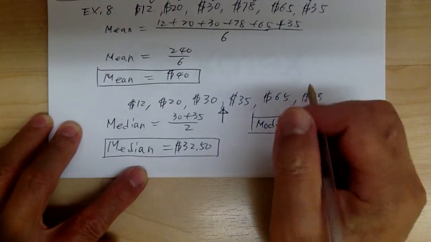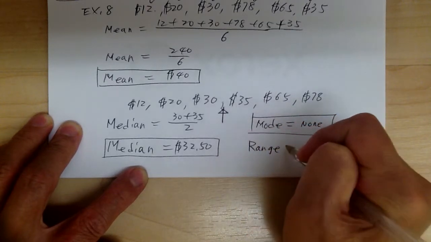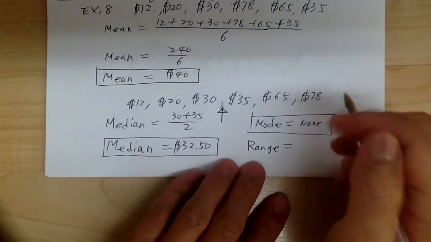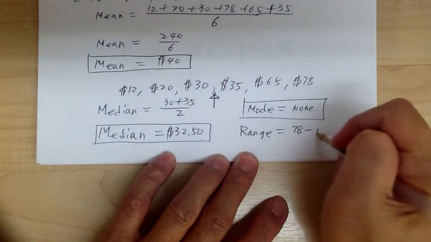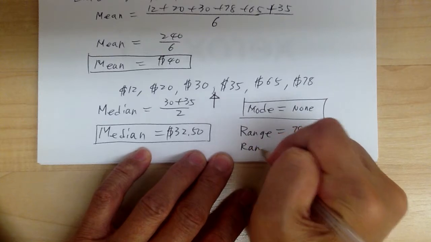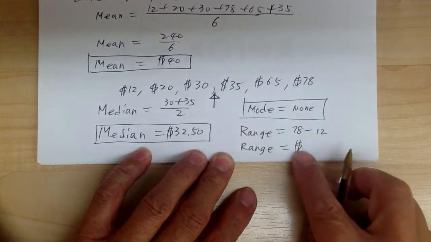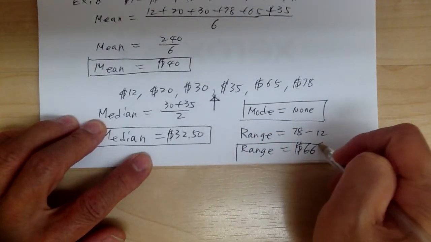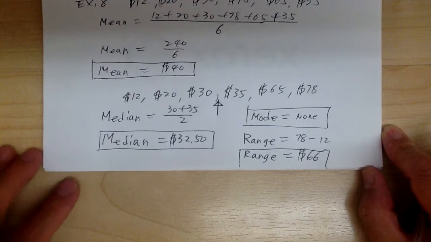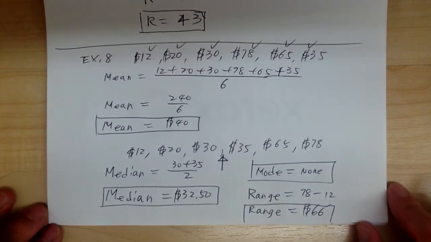Okay. Next you have to find the range. So range is the highest minus the lowest. So range would be 78, the highest, minus the lowest, 12. So the range would be equal to, again, don't forget your dollar sign, right? Equal to $66. Okay, so that is all the information you need.